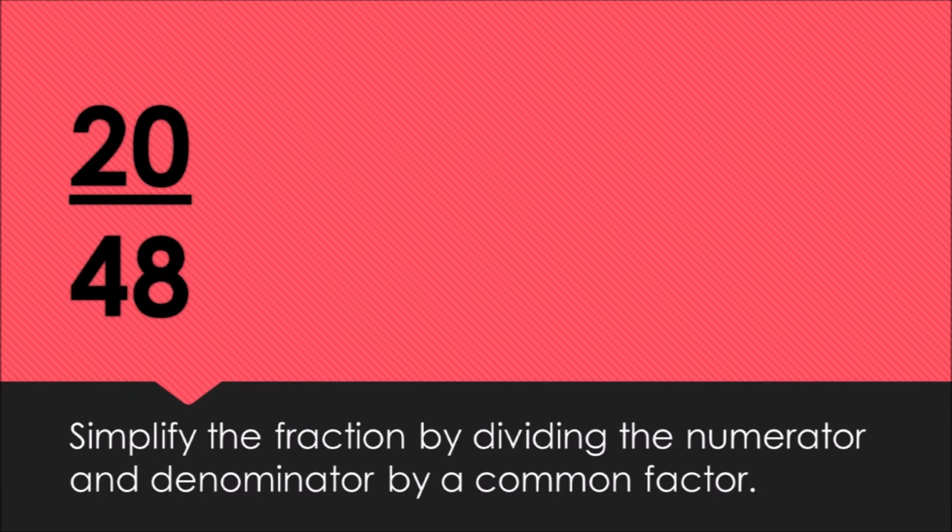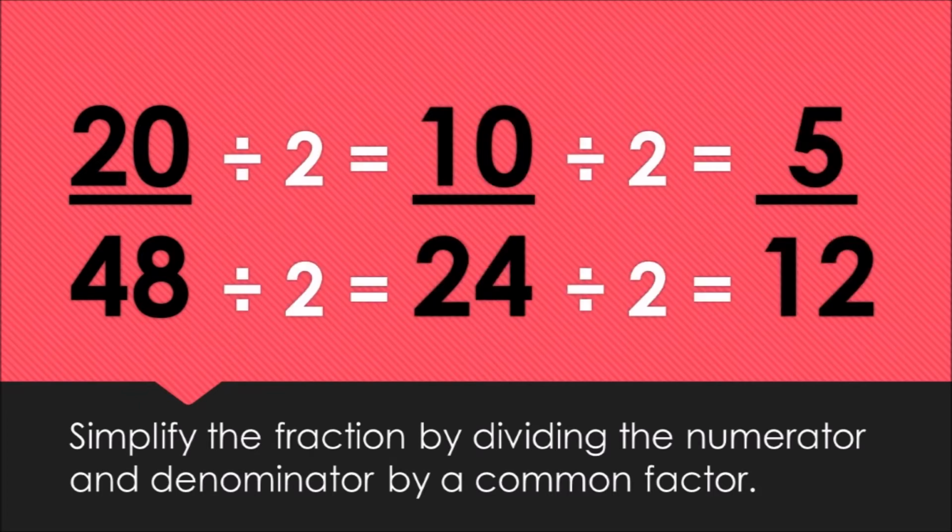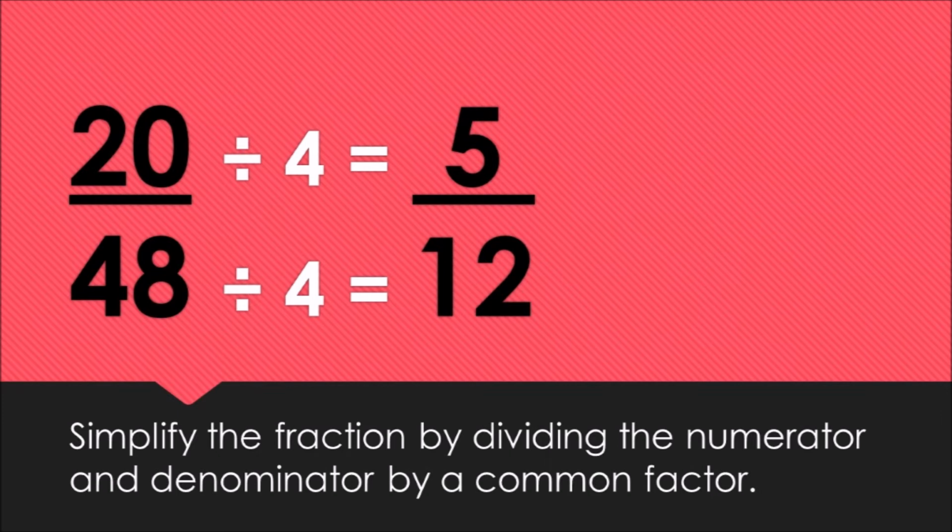All right, the next one, 20/48. Think of some common factors. We can divide 20/48 by 2, which gives us 10/24. Divide that by 2 again. 10 divided by 2 is 5. 24 divided by 2 is 12. Or we can divide it by 4. 20 divided by 4 is 5. 48 divided by 4 is 12, which gives us 5/12.